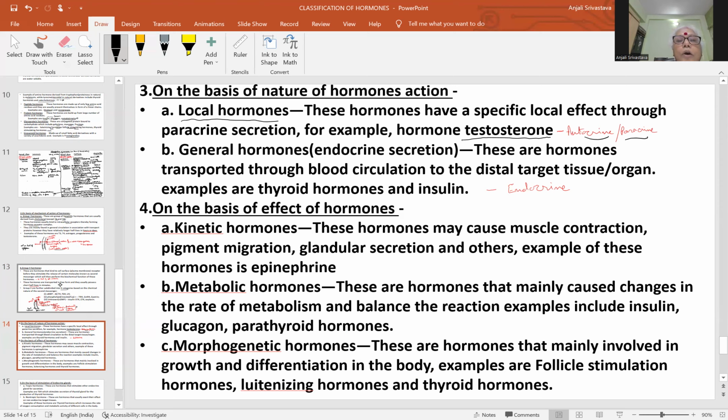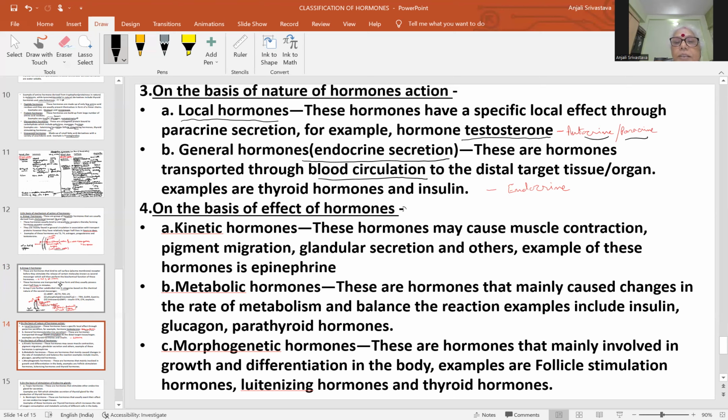Then are the general hormones or the endocrine hormones, which pass to the target surface जहाँ पे उनको वर्क करना है through the blood circulation, and these are the typical endocrinal secretions, endocrinal hormones. So that is the third classification. The fourth basis of classification of hormones is on the basis of effect of hormones.